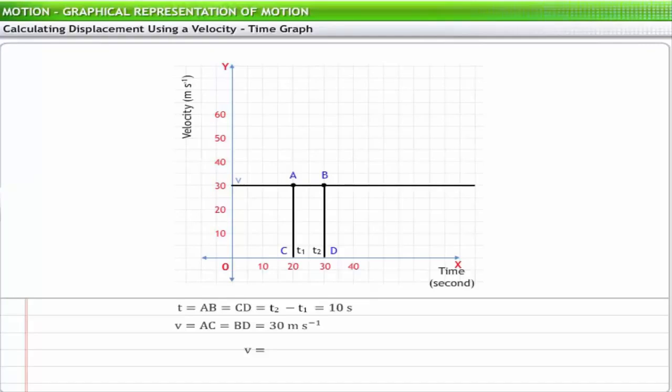By definition, the velocity of an object is the ratio of displacement to time. Therefore, we can say that displacement is the product of velocity and time taken. Substituting v and t in the expression S is equal to Vt, we get S is equal to AC multiplied by AB. This is nothing but the area enclosed in rectangle ABCD under the velocity time graph. Thus, in this case, the displacement of the car is equal to 30 meters per second multiplied by 10 seconds is equal to 300 meters.